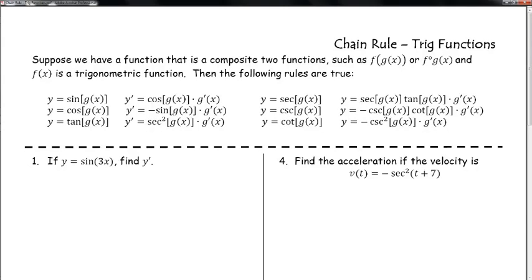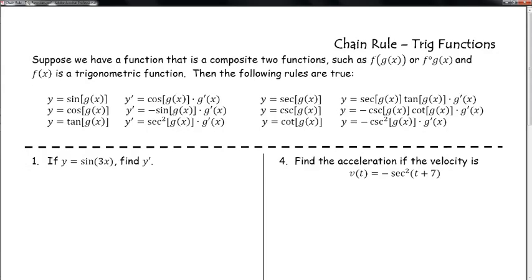Alright, now we're going to talk about chain rule with trig functions. So suppose we have a function that is a composite of two functions, such as f of g of x, or another way you could write that is with a little circle, f of g of x. And f of x is a trig function. Then the following rules are true.